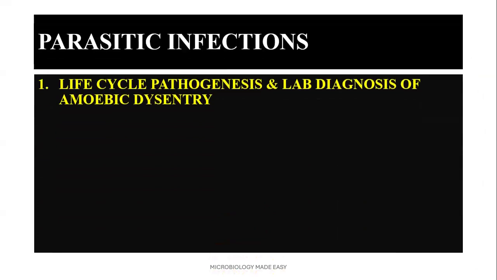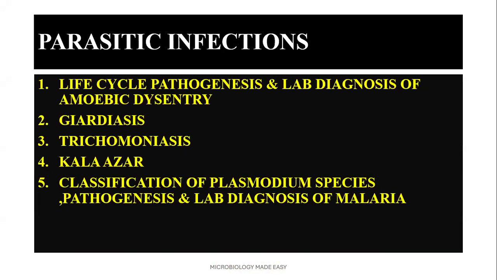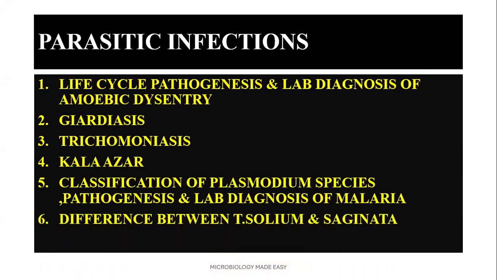The next is parasitic infections. The most important are the life cycle and pathogenesis of amoebic dysentery. Next, giardiasis, Giardia lamblia, trichomoniasis, Trichomonas vaginalis, Kala Azar disease. Next, Plasmodium, most important: Plasmodium classification, pathogenesis and lab diagnosis of malaria. Malaria and amoebic dysentery are long questions. The remaining will be short notes. Next, the difference between Taenia solium and Taenia saginata, for short notes they may ask. Tapeworm, that is Echinococcus, the dog tapeworm.